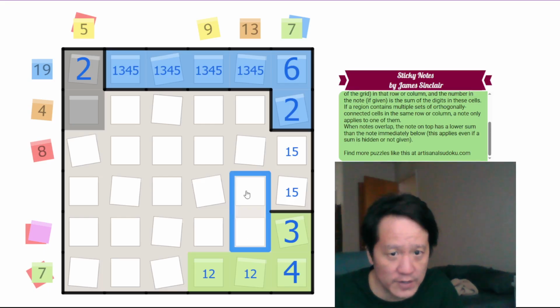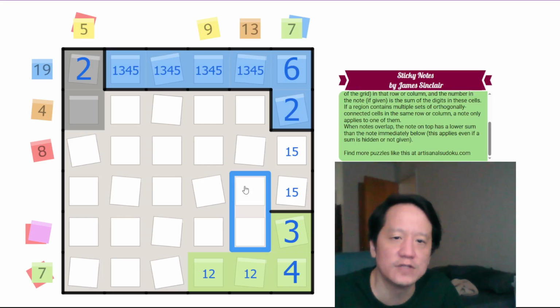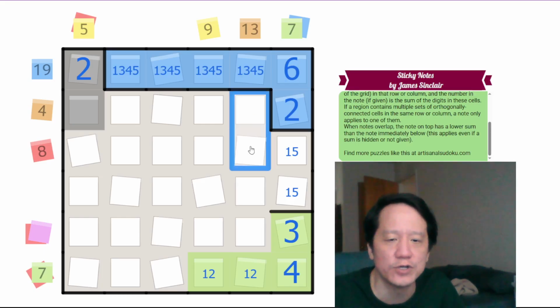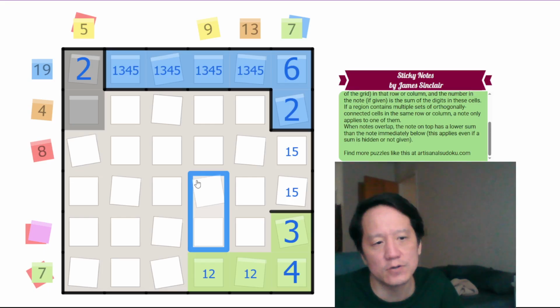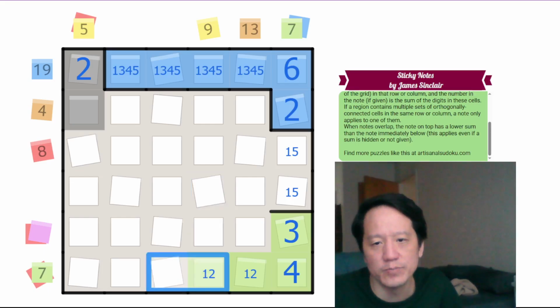It cannot be 5, 6 that way, because if it did, there's no way orange could add up to 13 then. It could be 5 and 6 there. So this is a border also.